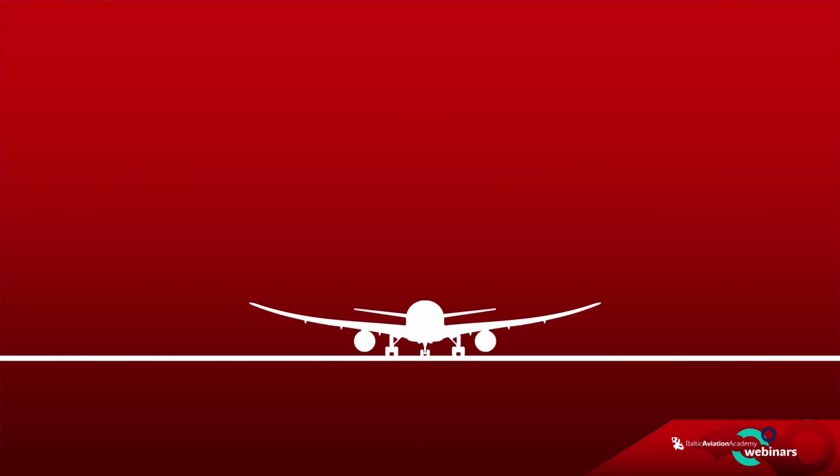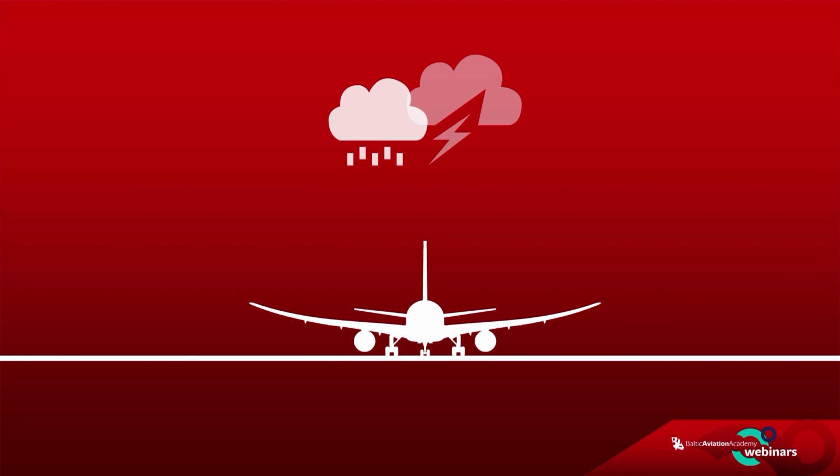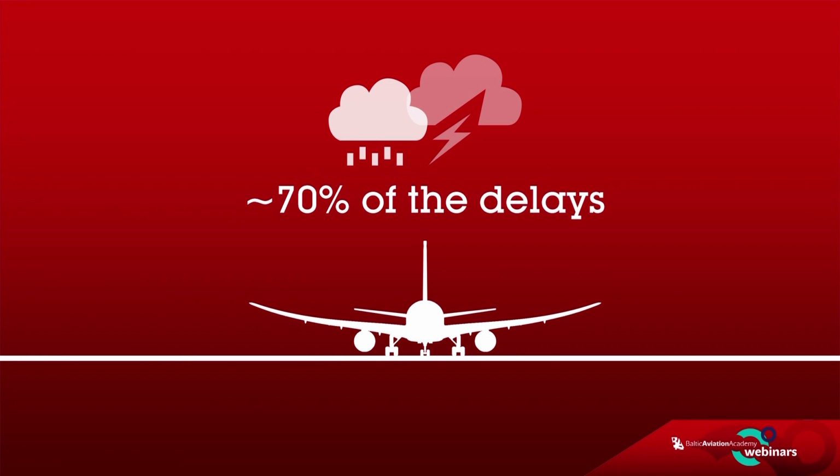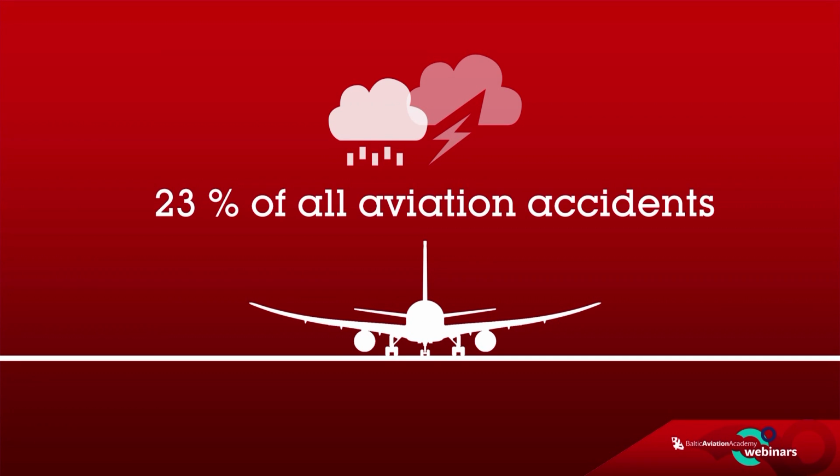There are four main weather conditions: icing, crosswind, turbulence, and wind shear, which can change normal flight operations. According to some statistics, weather is the cause of approximately 70% of the delays in the national airspace system. Also, reports state that weather is a primary contributing factor in 23% of all aviation accidents.